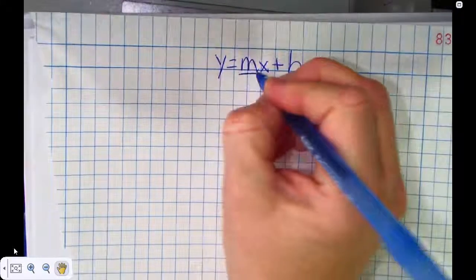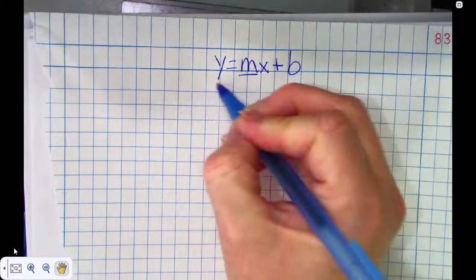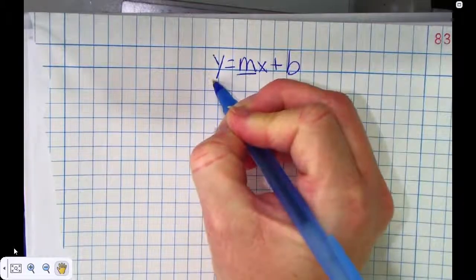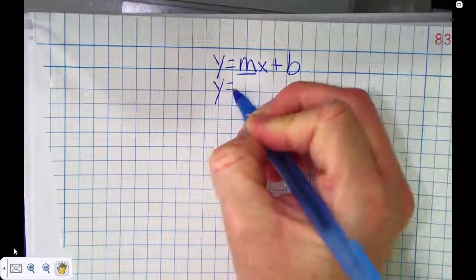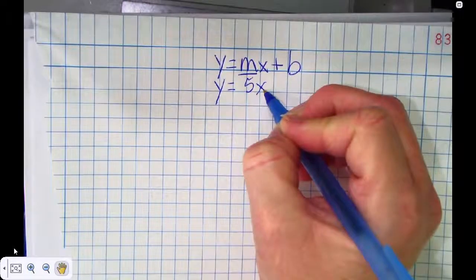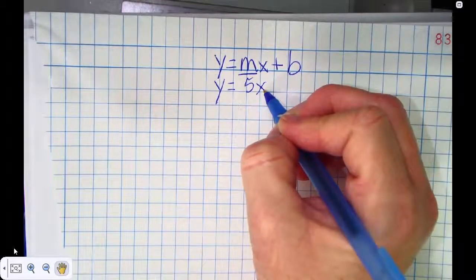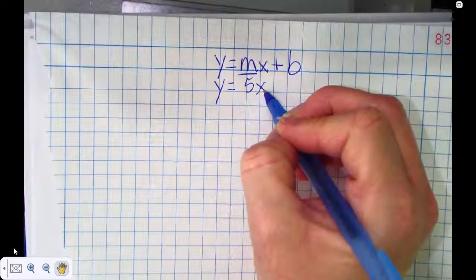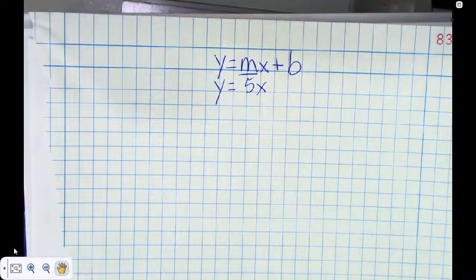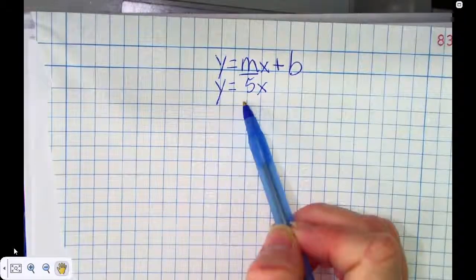What does the M stand for? Slope. What does the B stand for? Y-intercept. So on number 6, we're going to write it in slope-intercept form. So y equals what? 5x. Where did JC get 5 from? The book. It says the slope is 5. So M is 5. So under slope, put 5.